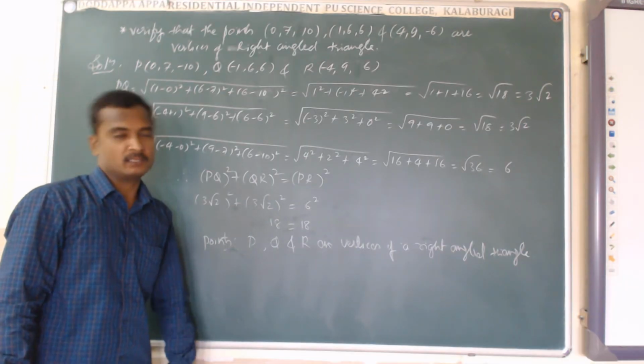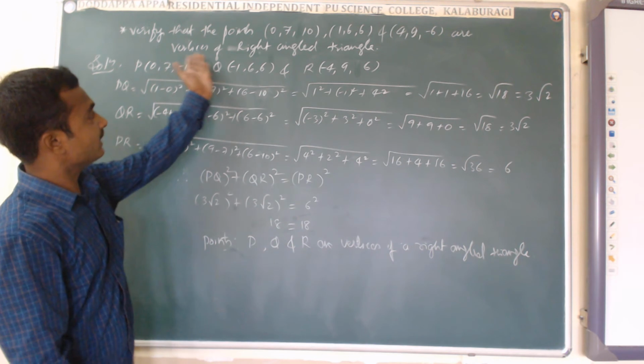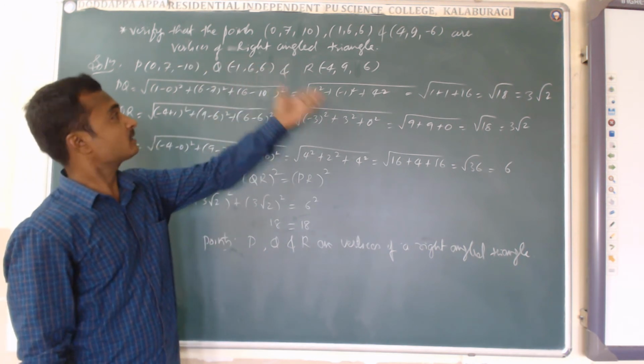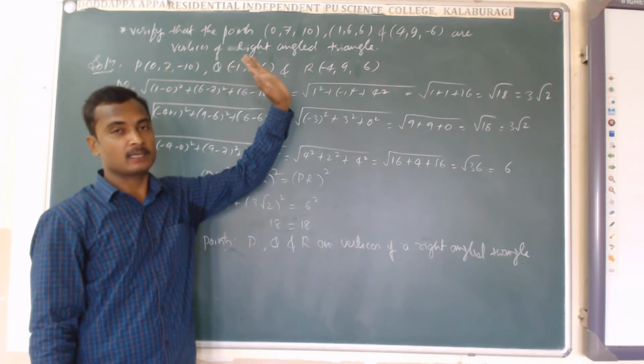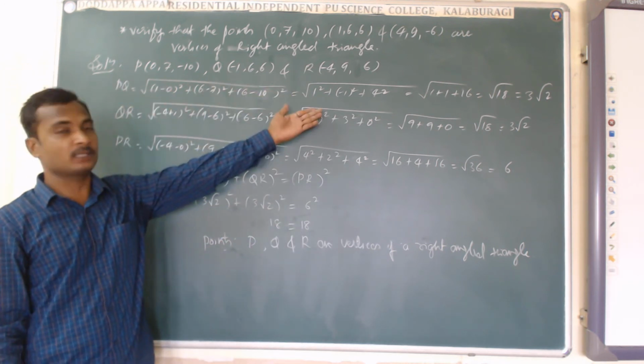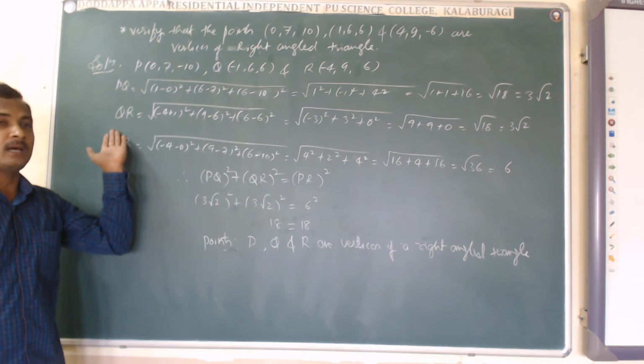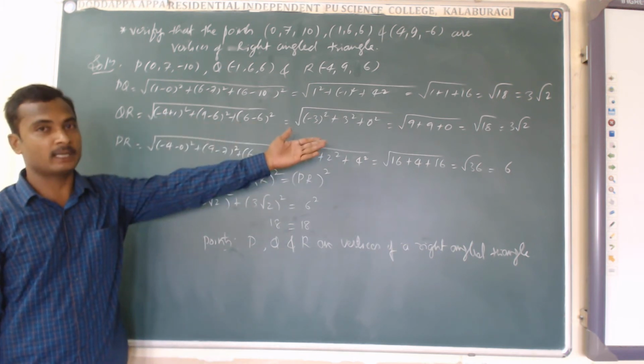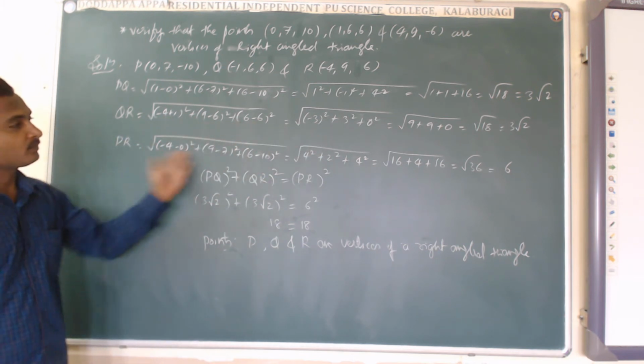So there is a little bit of change in the question. The question is, we have to check whether they are the vertices of a right angle triangle or not. Okay, fine. So we find the distance PQ, which is 3 root 2. We find the distance QR, which is 3 root 2 again, and we find the distance PR, which is 6 again.